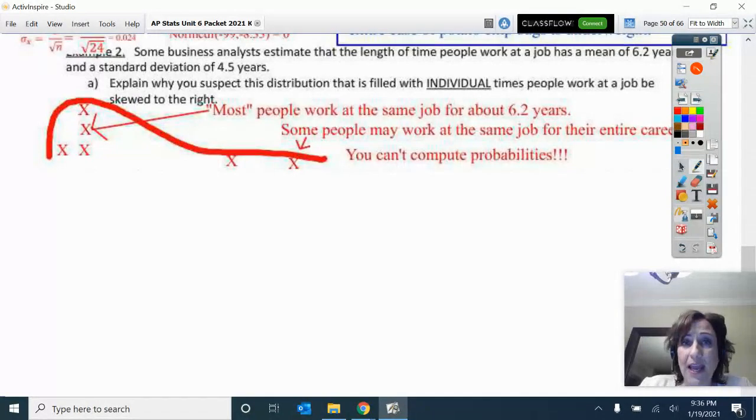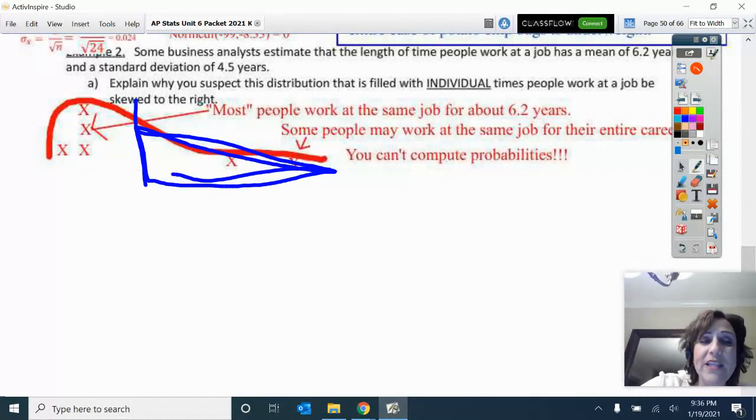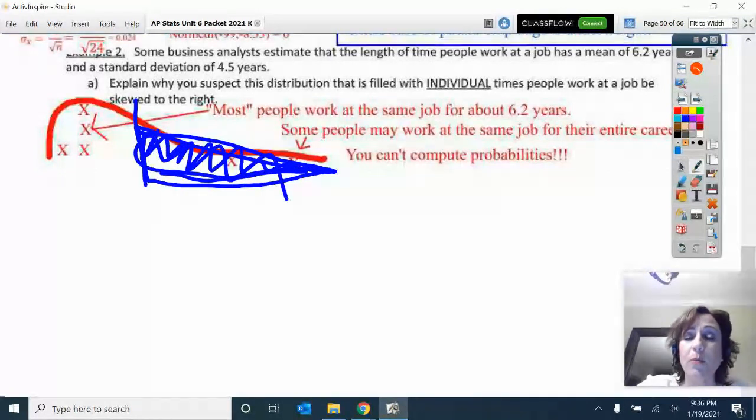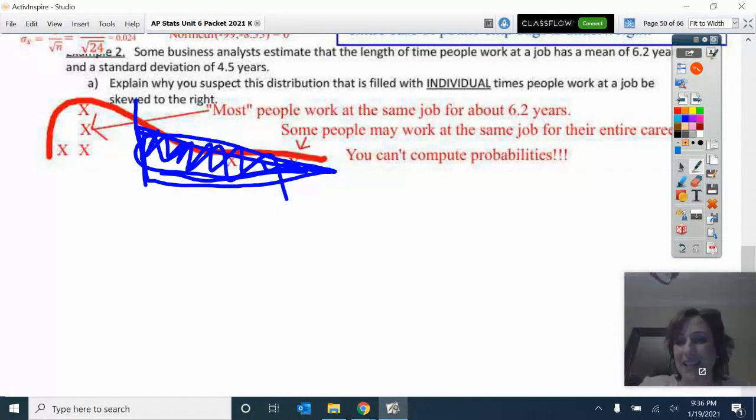You do not have the right to predict. So you can't say, what proportion of people average above 10 years at a job? Well, you would have to compute this, and we do not know what this function is. We don't have the ability to do normal model math on that, so we can't compute it. But look at what the next thing says.